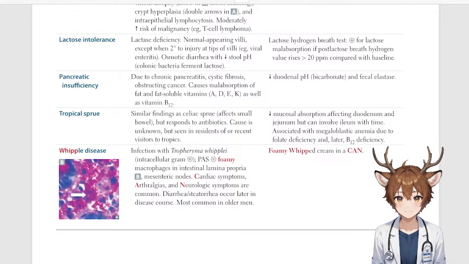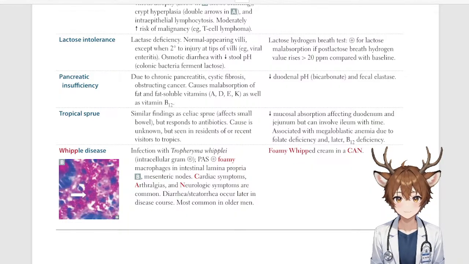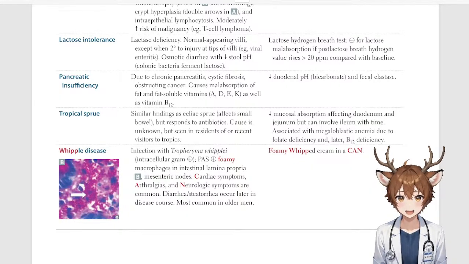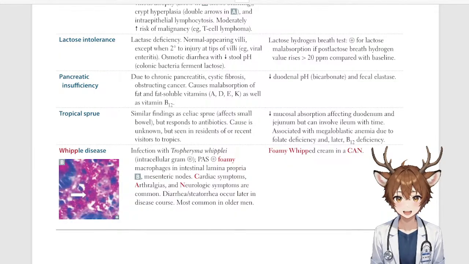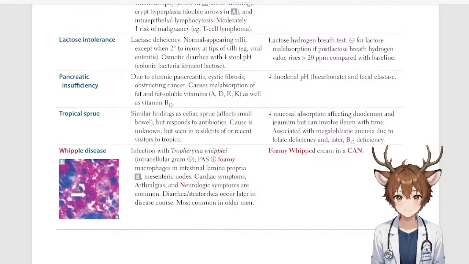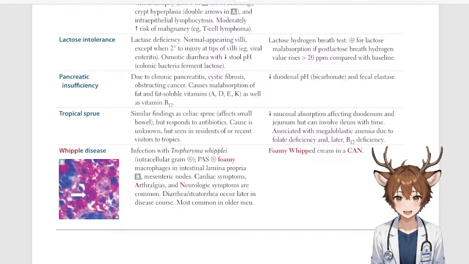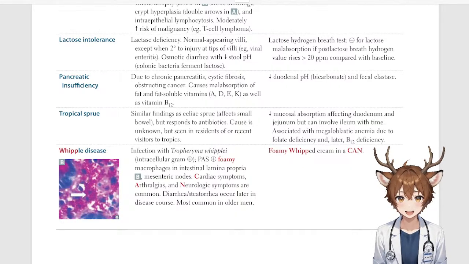Whipple disease, infection with Tropheryma whipplei, intracellular gram-positive organism, PAS positive, foamy macrophages in intestinal lamina propria. Cardiac symptoms, arthralgias and neurologic symptoms are common. Diarrhea/steatorrhea occur later in disease course, most common in older adults. Passes the foamy whipped cream in a can. So Whipple disease, it's PAS positive, foamy, and it is going to be associated with cardiac symptoms, arthralgias, and neurologic symptoms.